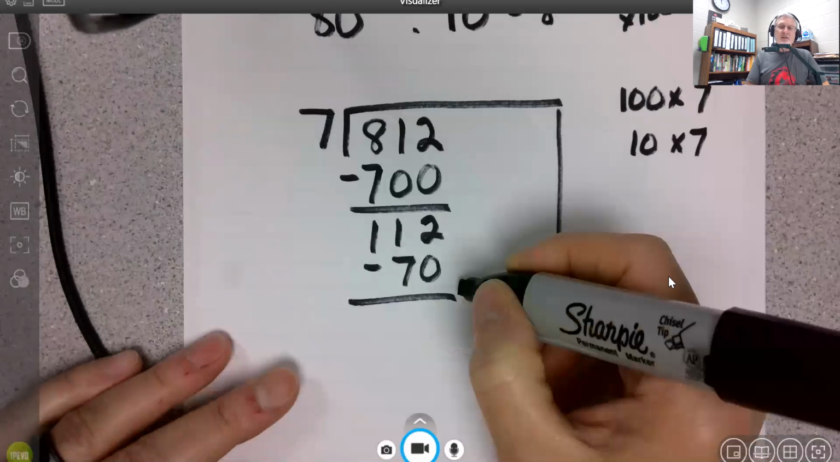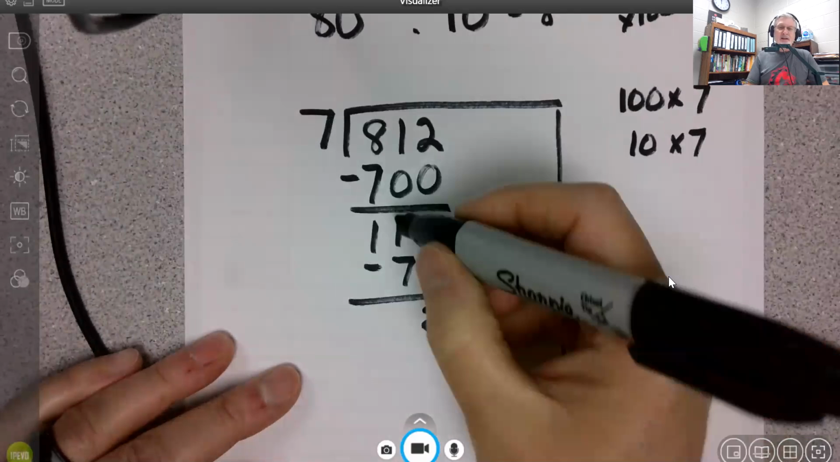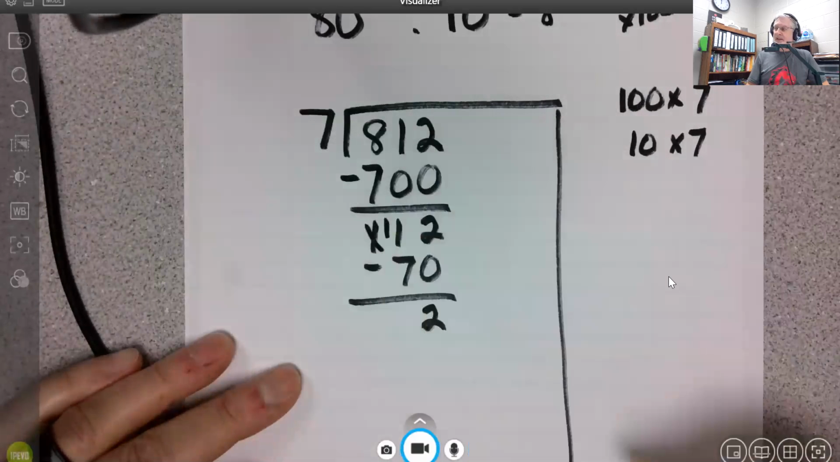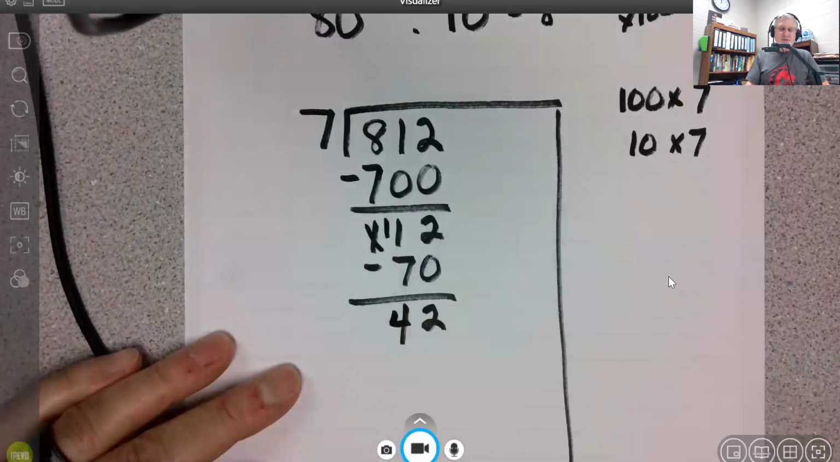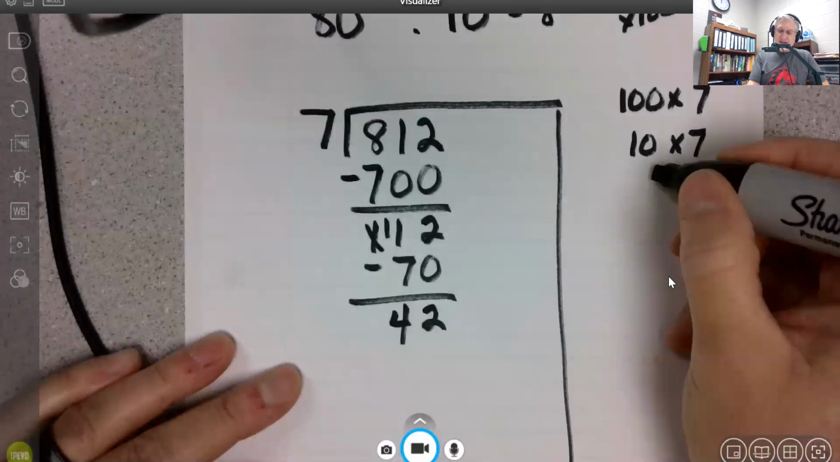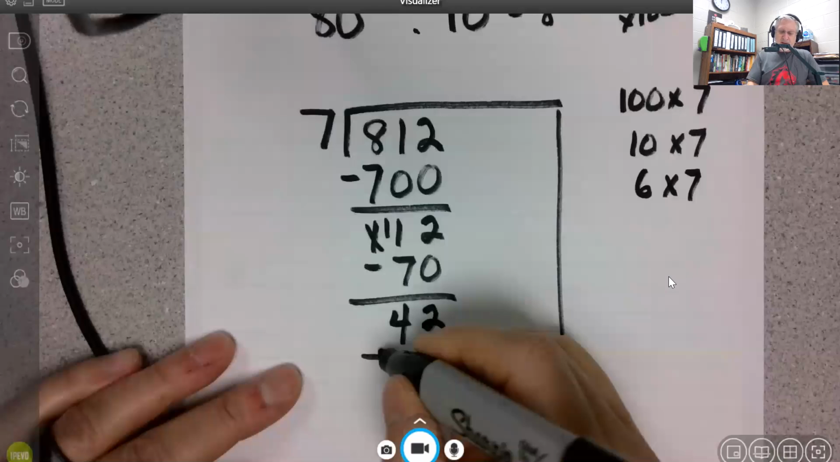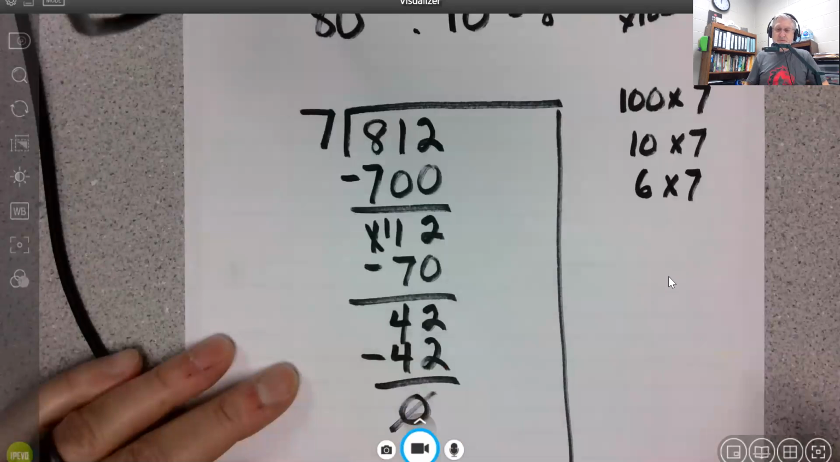So I can subtract 2 minus 0. Can't subtract 1 minus 7. But I can regroup it to 11 minus 7, which is 4. Okay. How many groups of 7 can get to 42? That should be 6. 6 times 7 is 42. This is where knowing your multiplication facts really helps you, even during division.